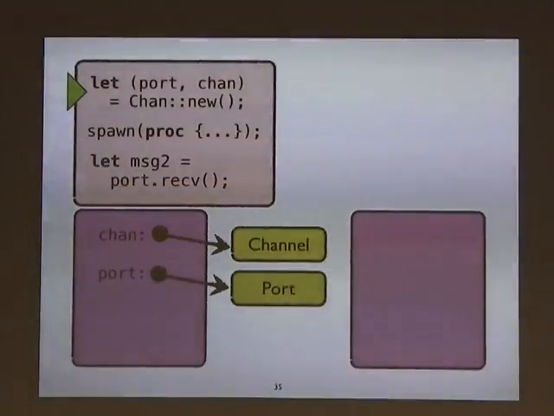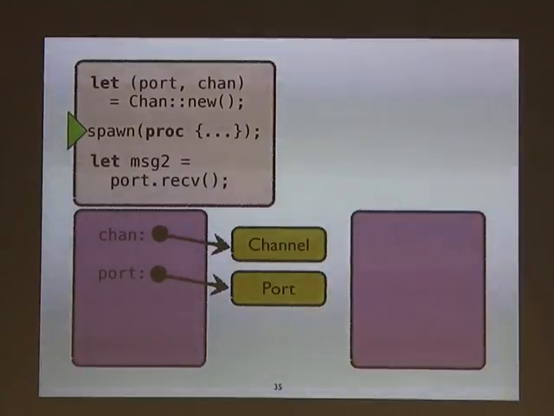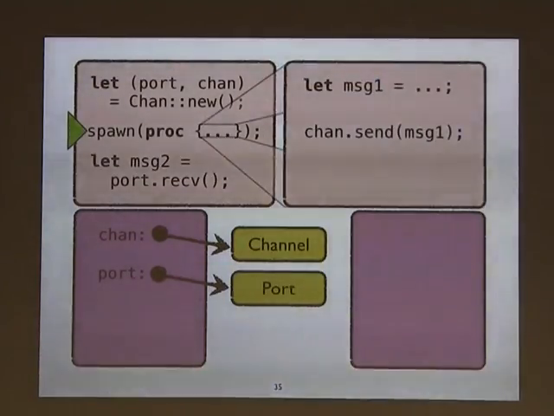So let me show you an example. I think it'll be pretty clear. The parent thread starts out, and it creates the port and channel pair. And right now, the parent thread has both the port and the channel. So that's not that useful. It could send messages to itself. That, I don't know, could be nice. But then it spawns off a child thread.